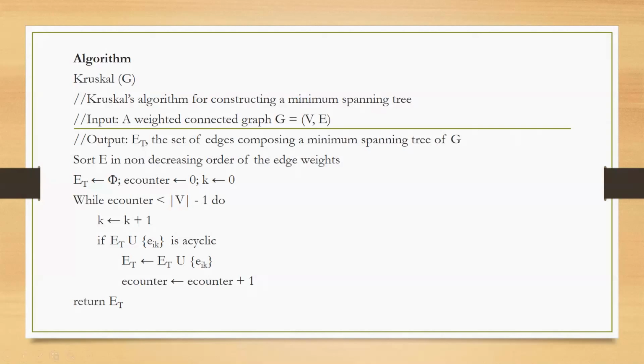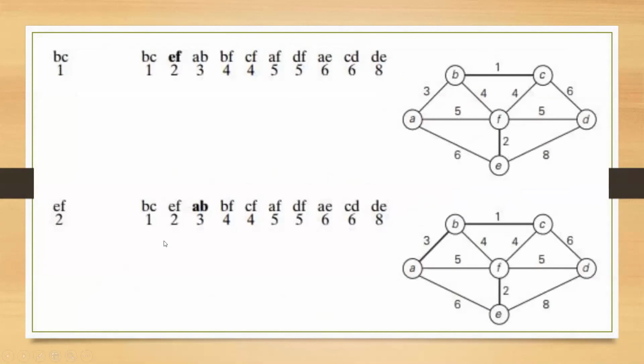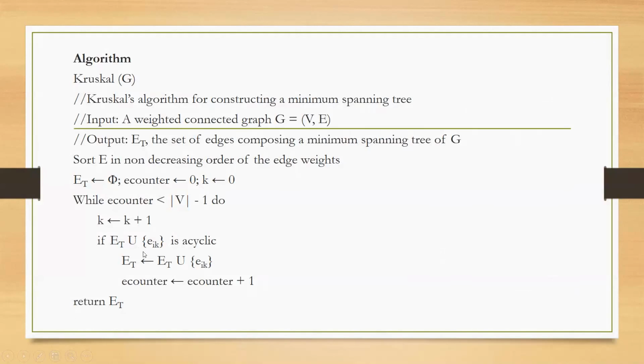K is 3. Now check the third edge, which is AB. Yes, you are considering AB. And hence, it doesn't form a cycle, and that AB is added to the edge set ET. Increment the E counter. Now the E counter becomes 3. Initially it was 0, 1, 2, 3. It comes here because 3 edges have been included. What is K? K is 4 now. That means you have to consider the fourth edge.